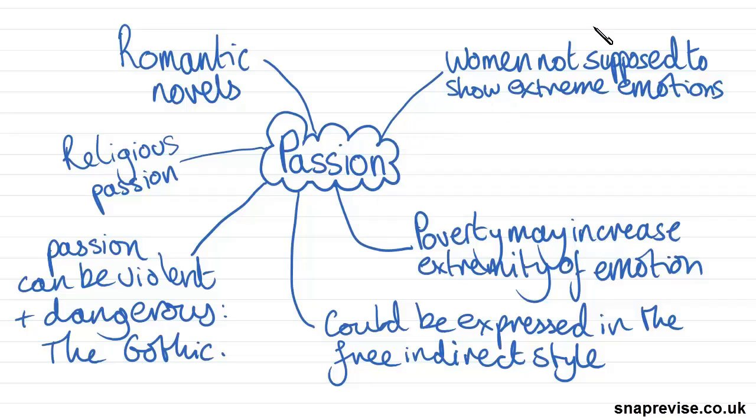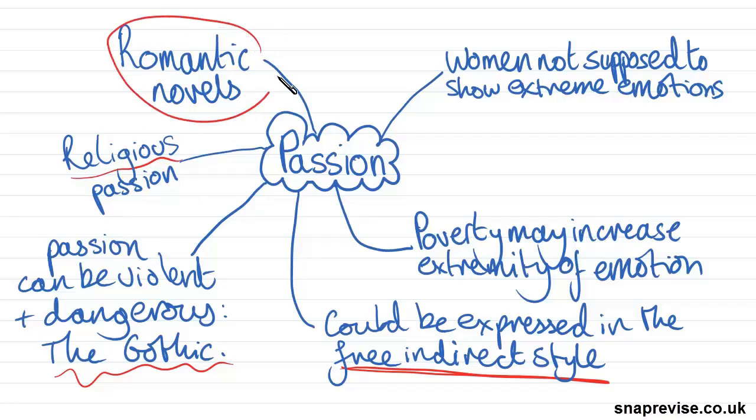I have thought that passion could be represented in the way that women were not supposed to show extreme emotions. Poverty might have increased the extremity of emotion shown. Passion could be expressed in the free, indirect style. Passion could also be violent and dangerous, so it could therefore be in the Gothic style. I also thought that passion could be demonstrated through religion, in religious passion, and obviously passion can be found in romantic novels. So these are the various points of context that I have thought up to do with passion.